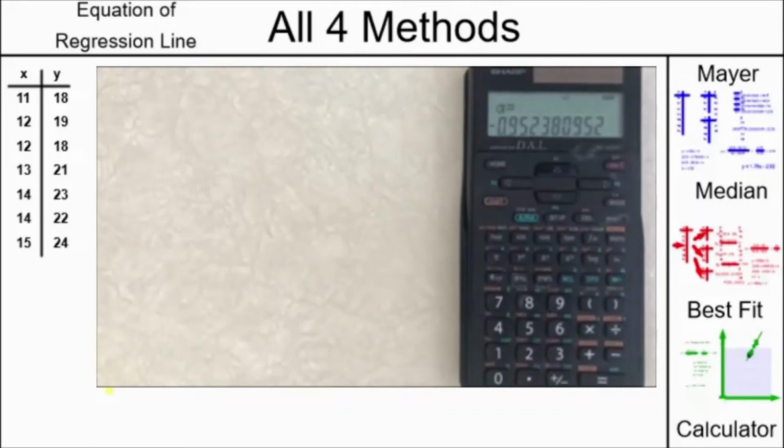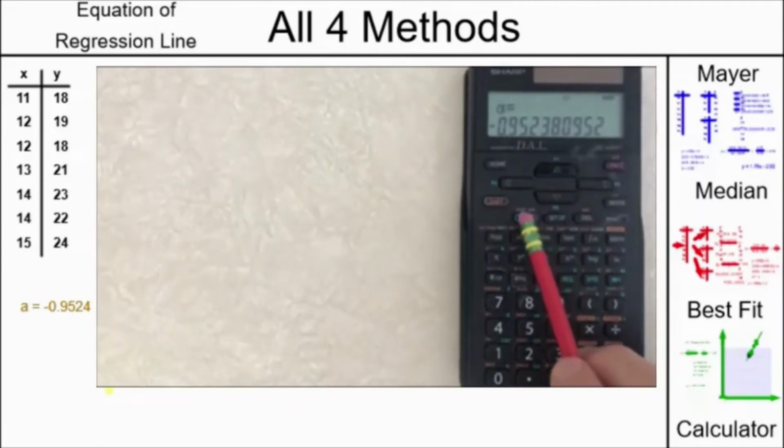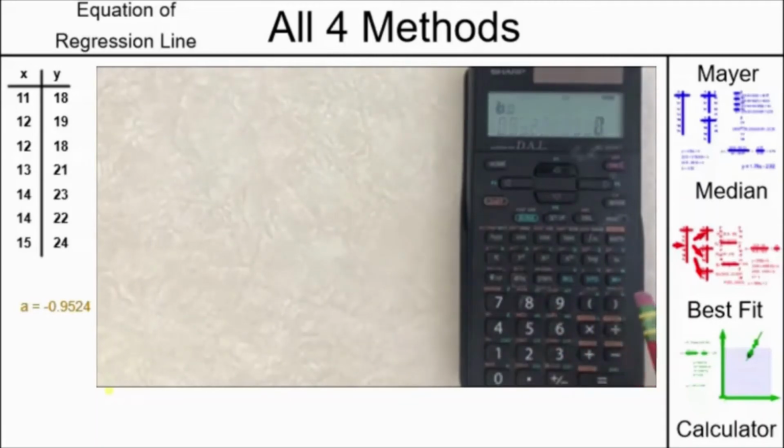-0.9524. I'm going to write this down rounded to 4 decimal places. To get the b, I do alpha, close bracket, equals, and my b is going to be 1.6667. Remember to go to 4 decimal places. This is done to retain more exactness in the equation.